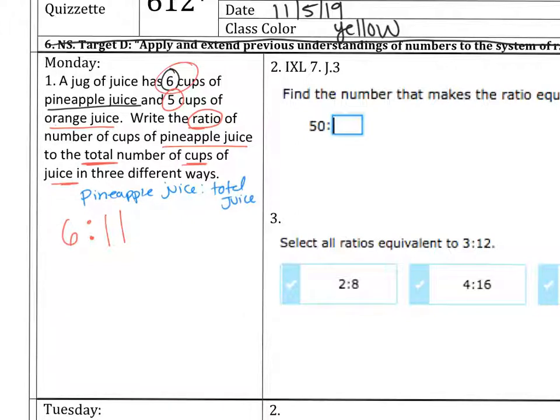Another way you can write your ratio is 6 over 11, which is also said 6 to 11. And then the final way is to write it like in English. So you would use 6 to 11. Those are the 3 different ways that you can write your ratios.